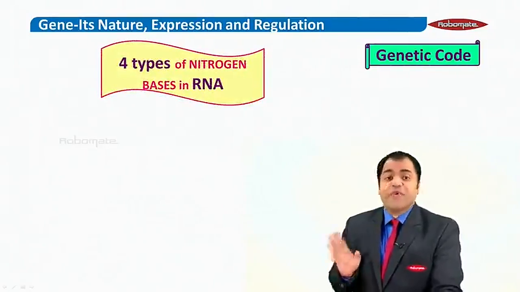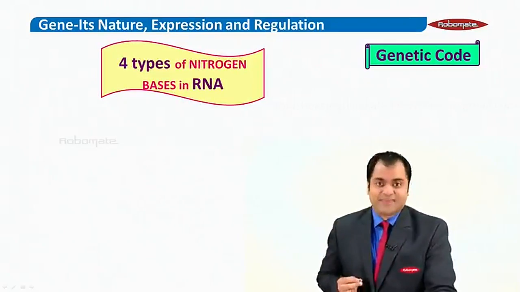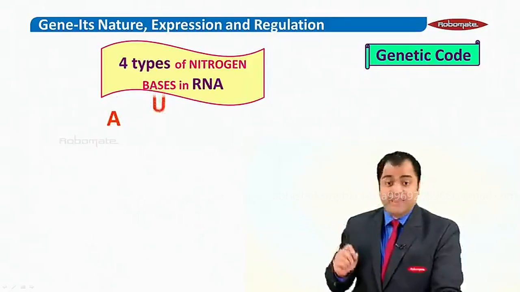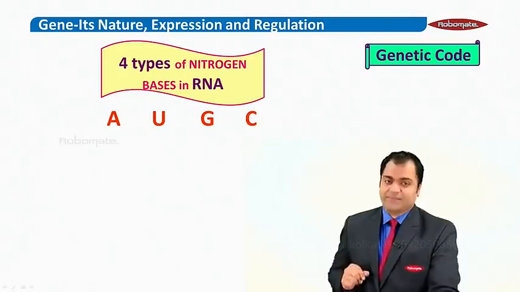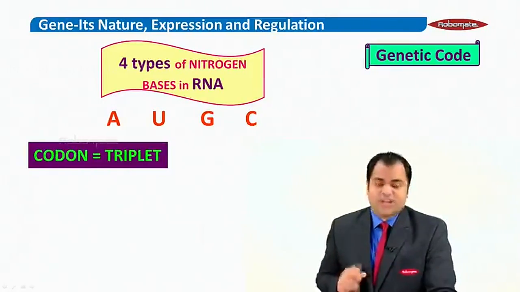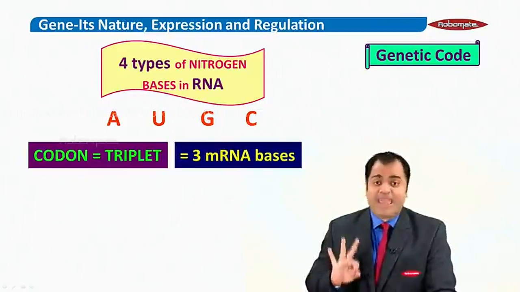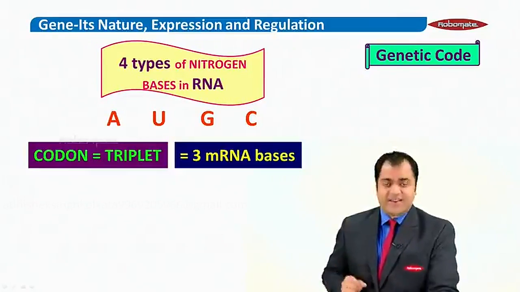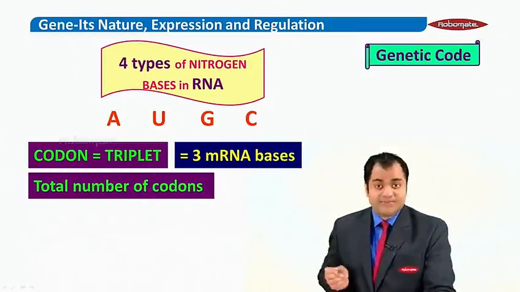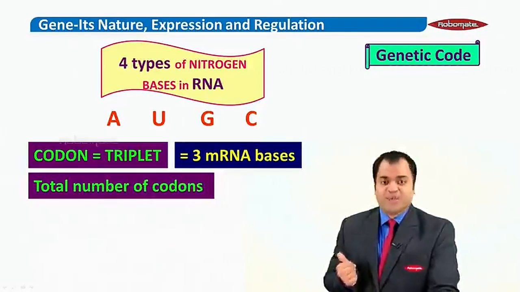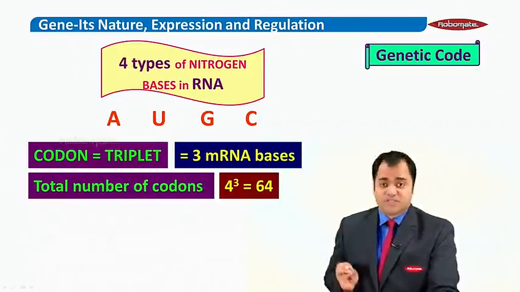Now you know that there are four main types of nitrogen bases in RNA, and they are A, U, G and C, correct? Now what is a codon? A codon is a triplet, and this triplet is made up of 3 mRNA bases, correct? So how many possible codons do you think are there? You saw in the previous module there are 4 cubed or 64 possible codons.